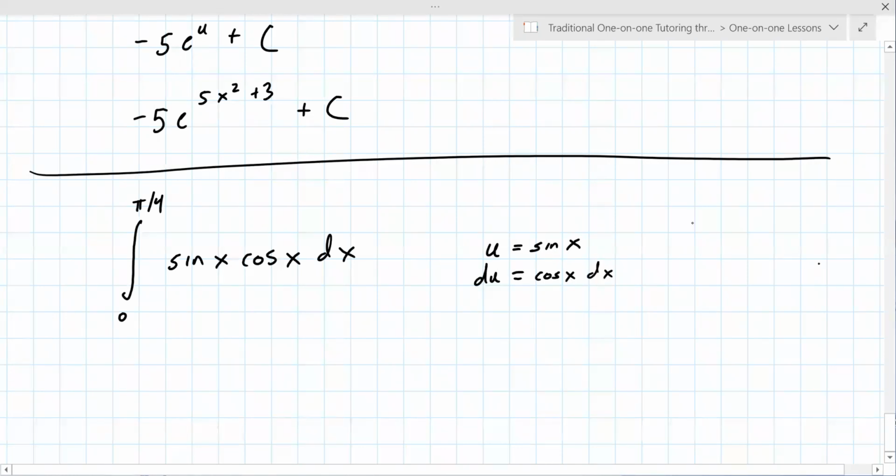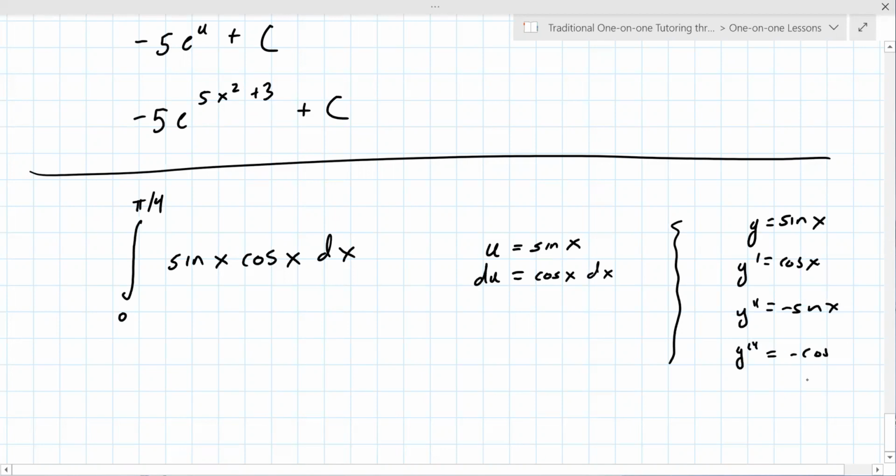Wait, is the antiderivative negative cosine? Yeah, so you've got to go this way. If you always start with sine, the derivative of sine is cosine. The second derivative is minus sine. The third derivative is minus cosine, and then you get back to sine. You have to know this progression really well. Be really comfortable with it.